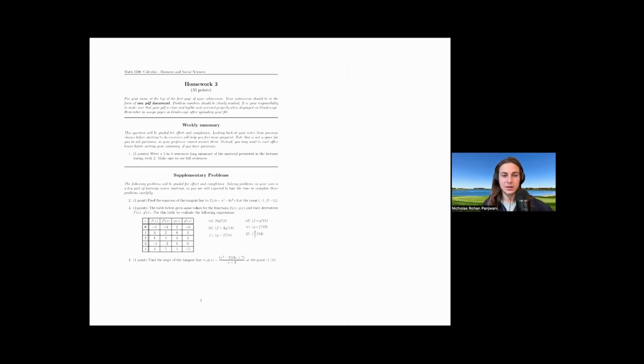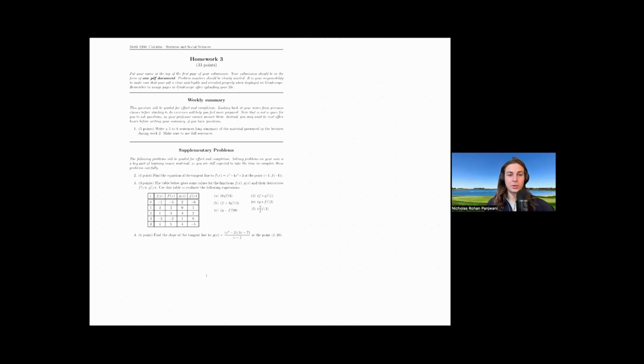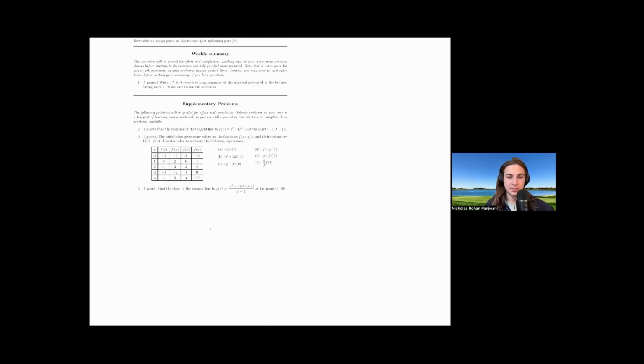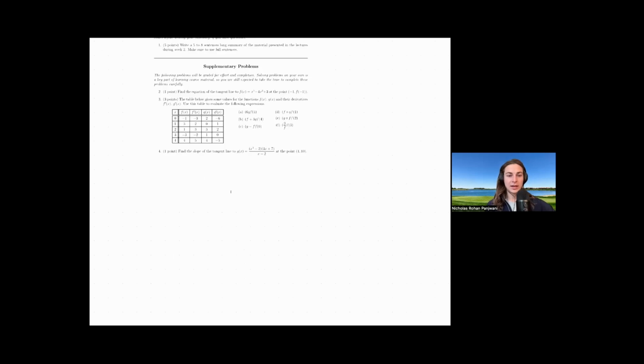Okie dokie, starting with question number 2 in our supplementary problems here. Find the equation of the tangent line to f of x equals x to the 5th minus 4x squared plus 3 at the point -1, f of -1. Okay, so that's the information we're given.